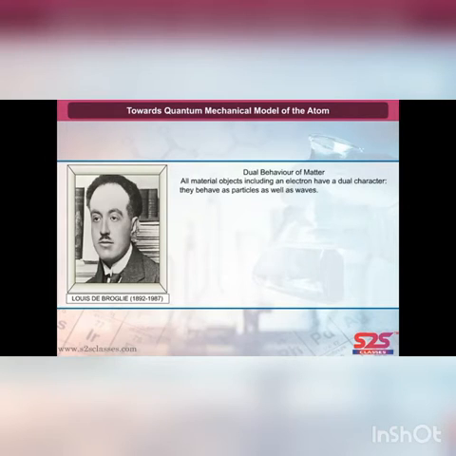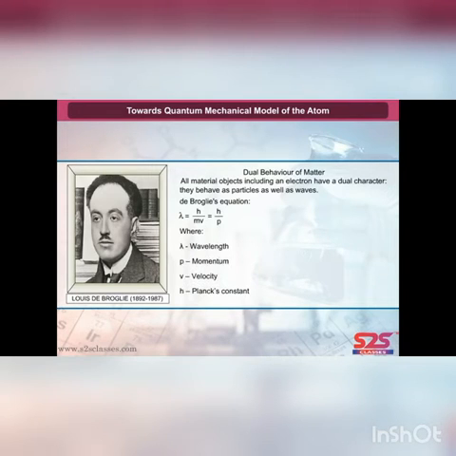De Broglie suggested that all material objects including an electron have a dual character, that is, they behave as particles as well as waves. The wavelength lambda associated with a particle of mass m moving with velocity v is given by the de Broglie equation. Lambda is equal to h over mv, which is also equal to h over p, as we know that momentum is the product of mass and velocity of a particle.